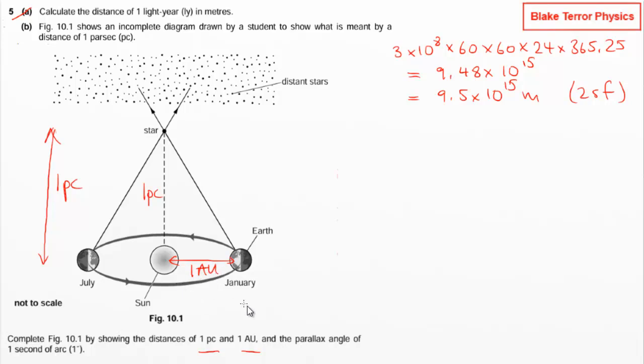And then what was the other thing we have to mark on? Oh yeah, the angle. So that is going to be here. That is our 1 second of arc. So 1 double dash for seconds, a single dash for minutes, and the circle for degrees. Okay, on some diagrams they put the angle on the other side, but from basic geometry we can see that that is the same angle. So that's marking those on.